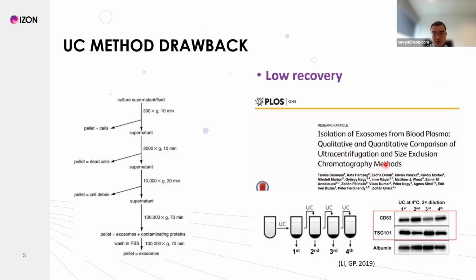They used the UC method to isolate the EV, and did 4 rounds of the UC method. After each round, the supernatant can still be found to have a lot of EV markers in it. So the efficiency of recovery is only around 5 to 15%. That means it costs a lot of time, and each time results in low recoveries.